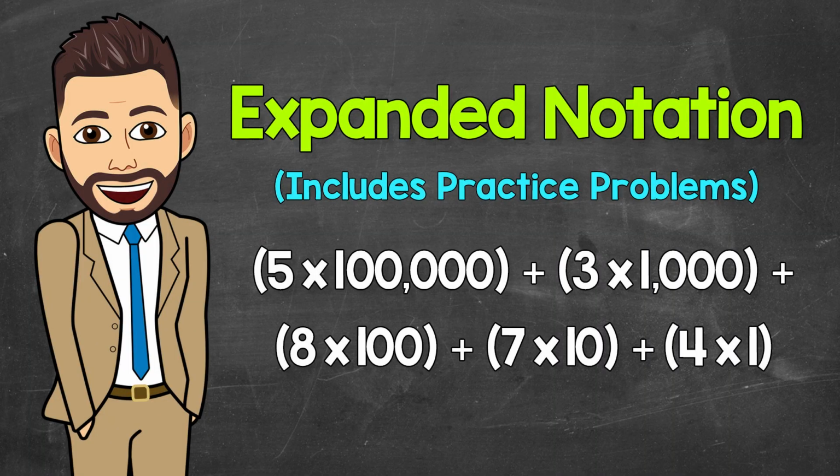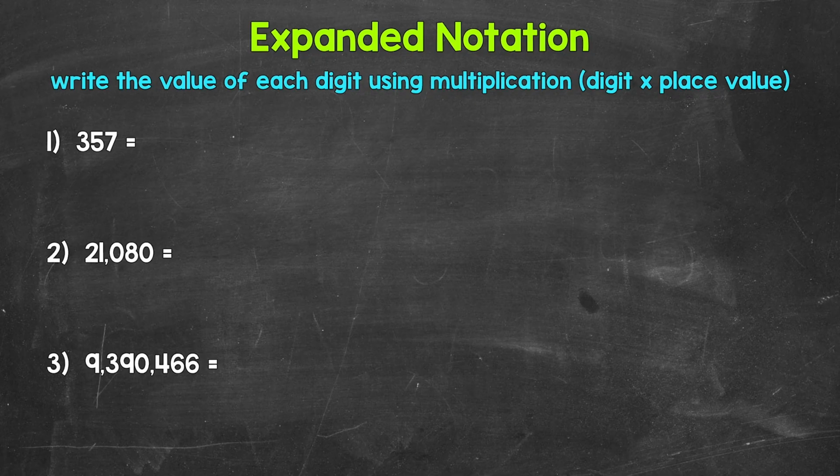In this video, I'm going to cover how to write numbers in expanded notation. We will go through 3 examples together, and then you will try 3 practice problems on your own. Now, when we write a number in expanded notation, we expand the number out to show the value of each digit using multiplication. We multiply each digit by its place value. Expanded notation helps our overall understanding of numbers and our ability to work with numbers.